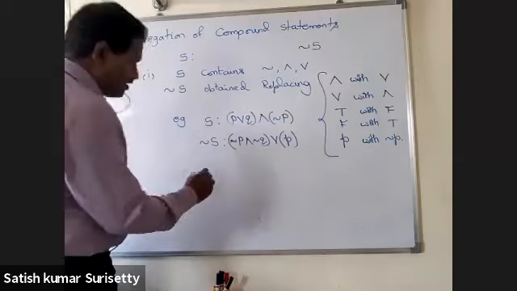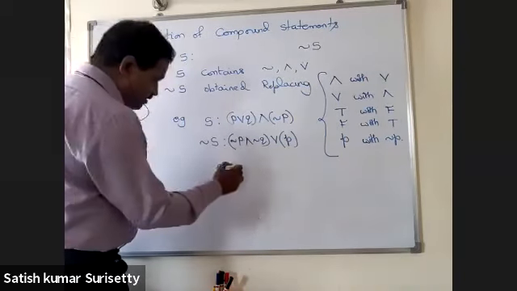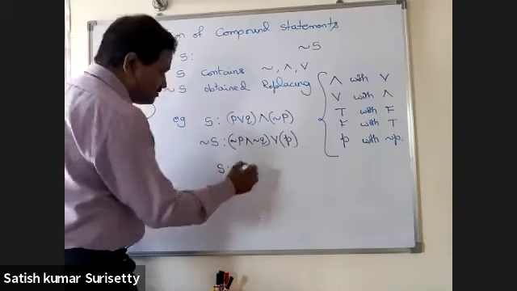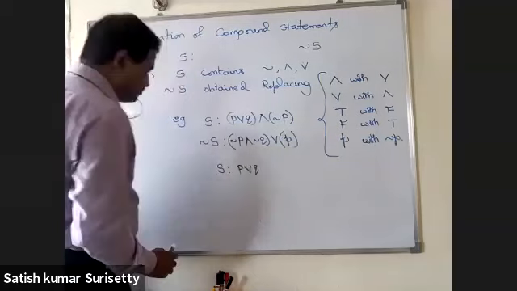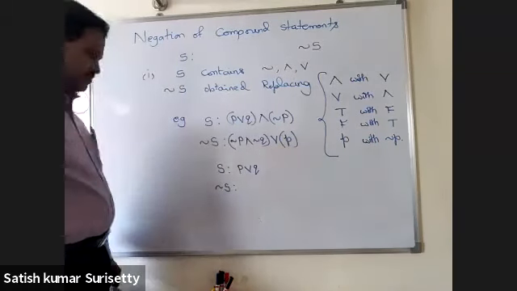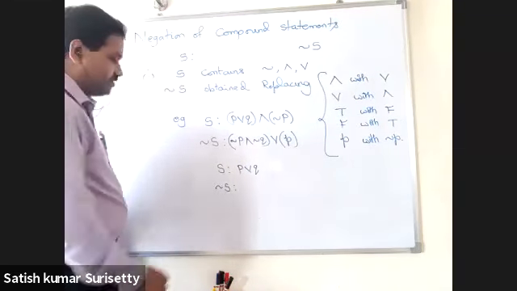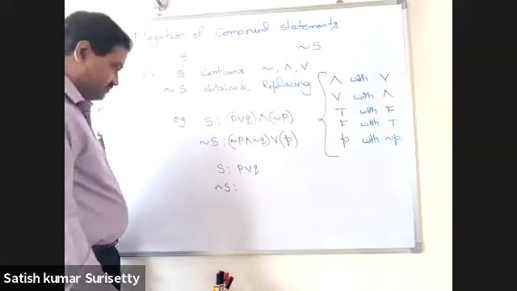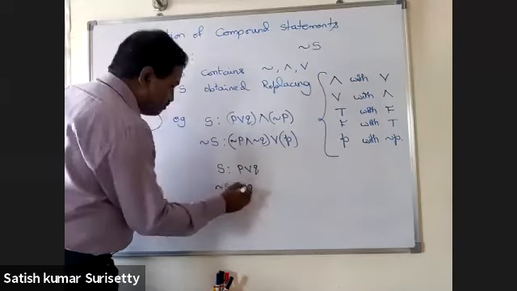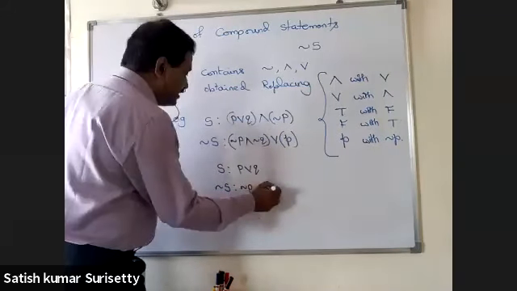Let us write one more example. P or Q. So what is the negation of P or Q? That is the disjunction of P or Q. What will this be? Negation of P and negation of Q.